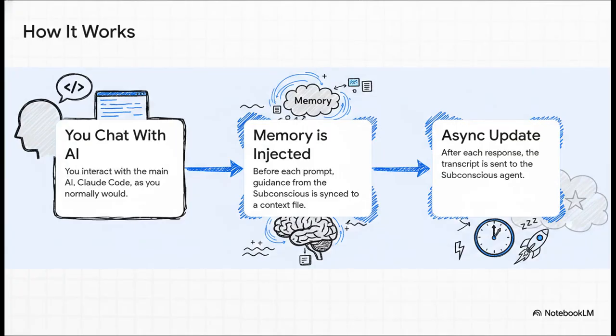So, step 1, you just chat with the AI like you always do. But step 2 is where the magic happens. Before your prompt even goes through, the subconscious injects any relevant memories it has. Then step 3, after you're done, your conversation transcript gets sent over to that subconscious agent to be processed in the background. And that last part is key. It's asynchronous, which is just a fancy way of saying it's a fire and forget kind of thing. It never slows you down. It all just happens quietly behind the scenes.